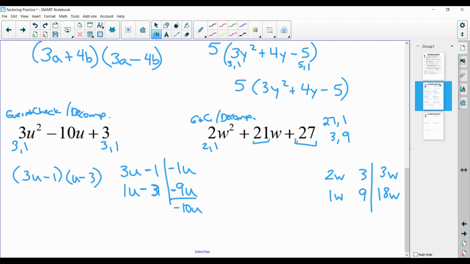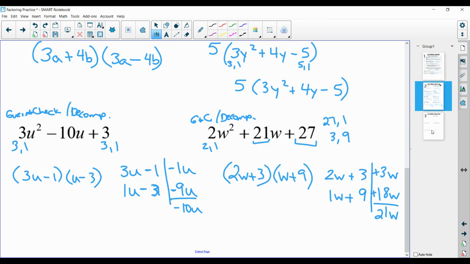This is when I look at my signs. I want a positive 27 and a positive 21. Well, in order to get a positive product, I need the same signs. And in order to get a positive sum, those signs have to be positive. So my factors are 2w plus 3 and w plus 9.